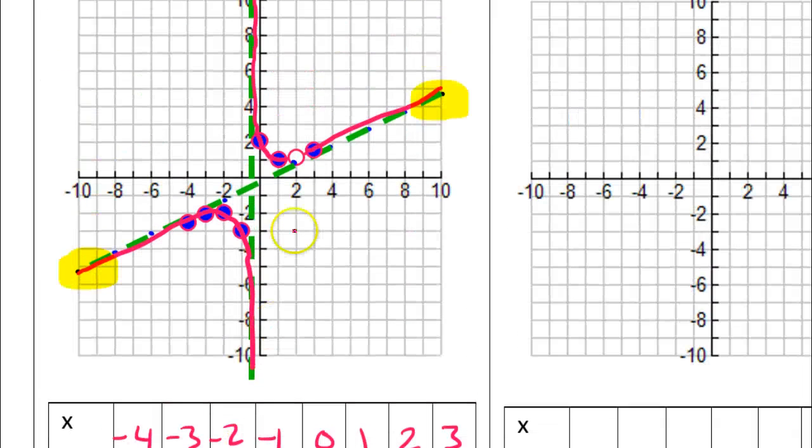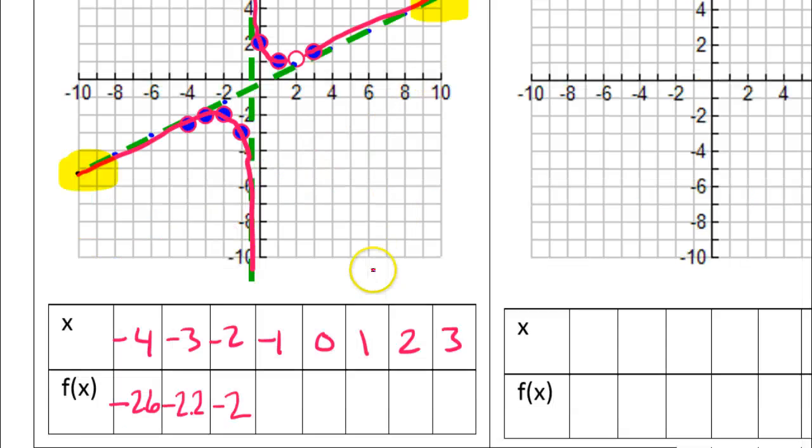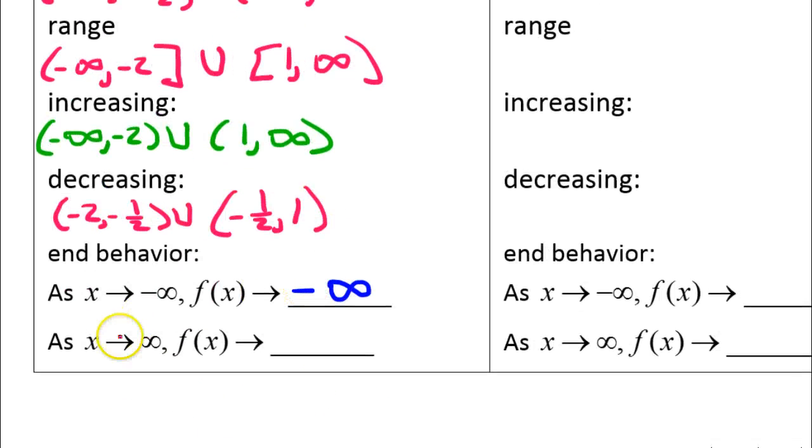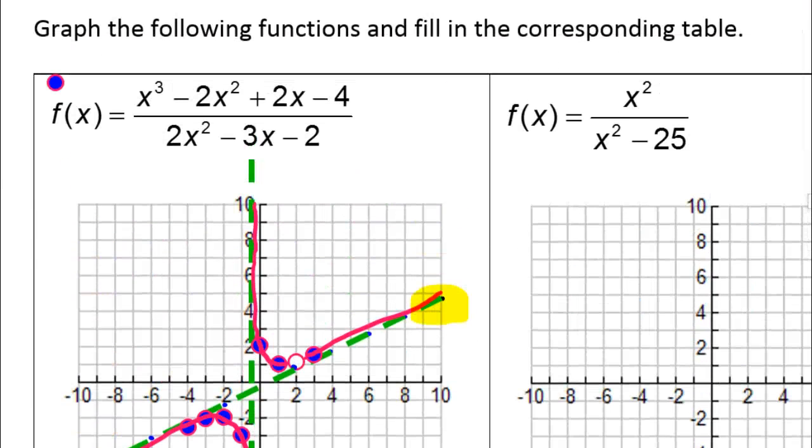It does not matter what's happening in the middle. On the far right, as x approaches positive infinity, the function on the end here is rising. So as we go to the right towards positive infinity, the function is rising, approaching positive infinity. All right, so that is it for problem number 1.